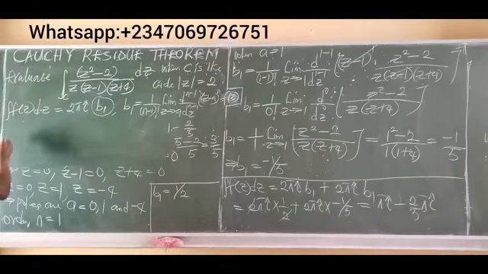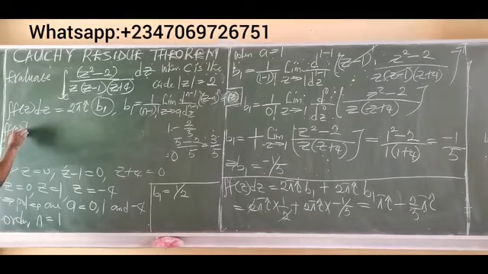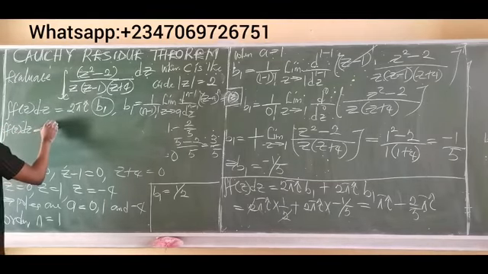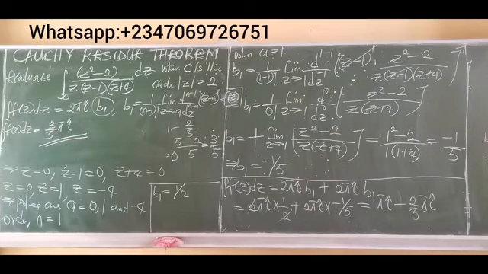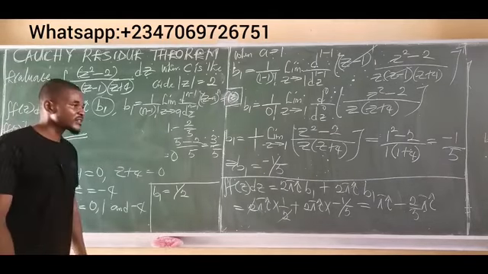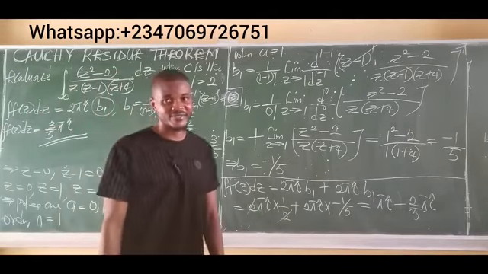So this simply means that the integral of f of z dz, which is this function now, is simply equal to 3 over 5 pi I. That becomes the answer to that given question.